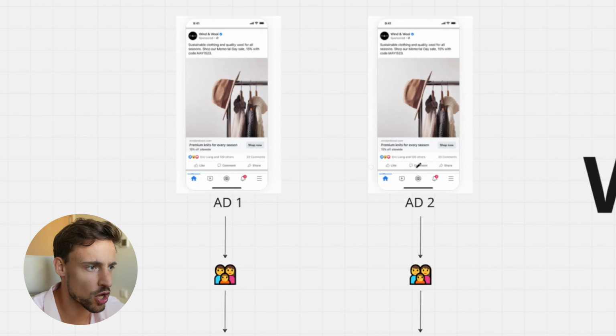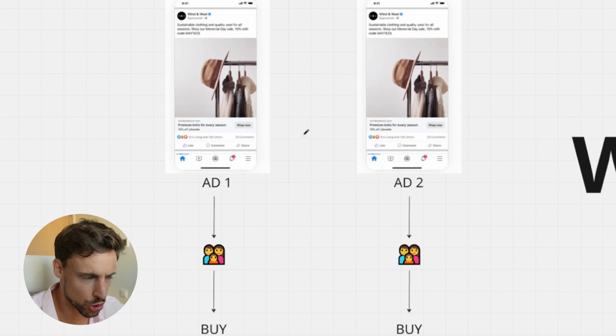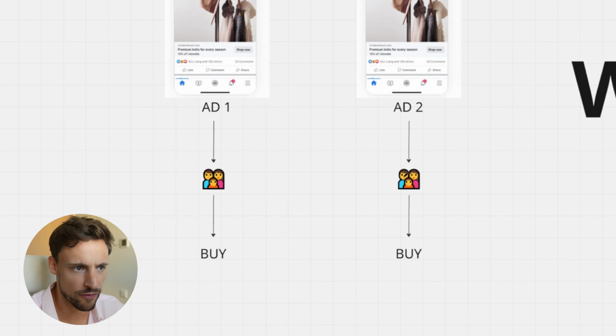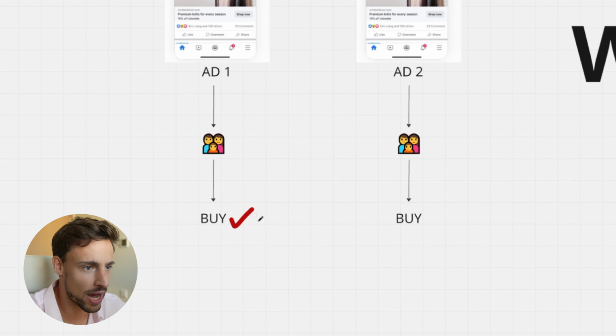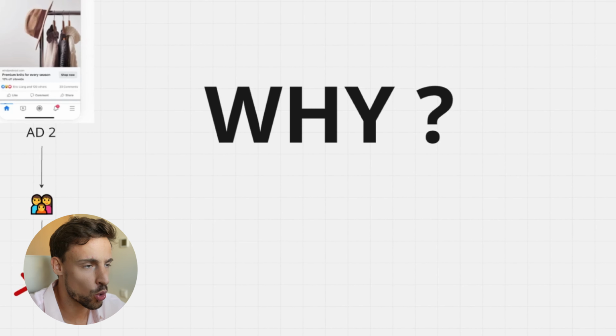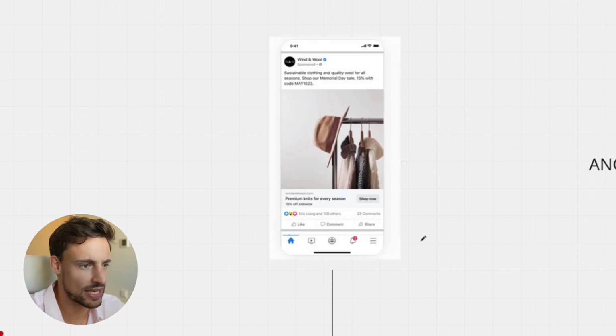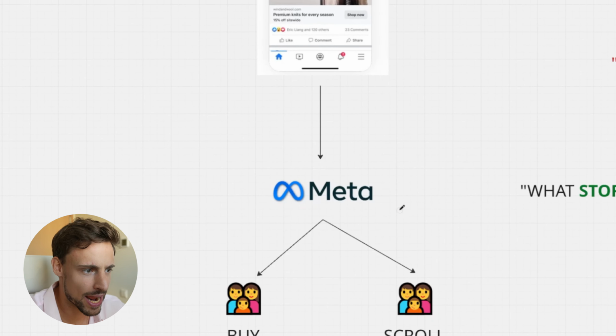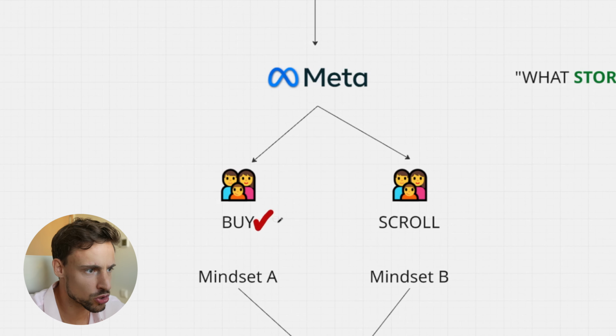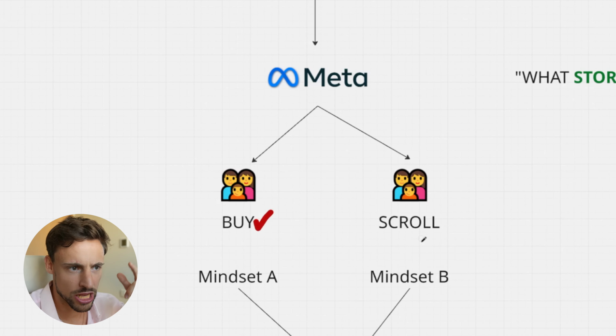When you launch your creatives on Meta, this is how it will look. You'll have your ad 1, ad 2, they look exactly the same creative, being shown to certain types of audiences, but still, one will buy and one won't. The question is now, why is that so? So let's say we have our creative right here, it's being pushed to Meta, we have an audience that will buy it and another one that will just pass and scroll.